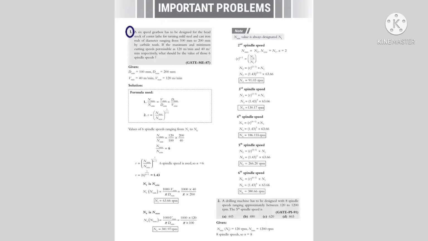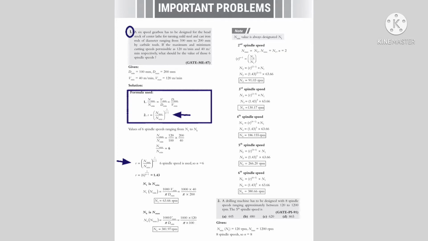The formulas used for this problem are given separately. The first formula is the speed range ratio, that is the ratio of maximum and minimum spindle speeds, and the second formula is the progression ratio. From the given data, we can easily find N minimum and N maximum values from the maximum and minimum velocity. But to calculate the intermediate spindle speeds, we have to calculate the progression ratio value, that is small r. The expression for the geometric progression ratio is given here.